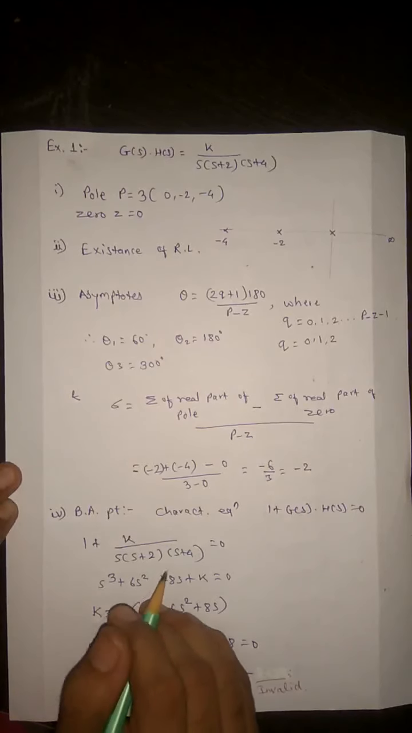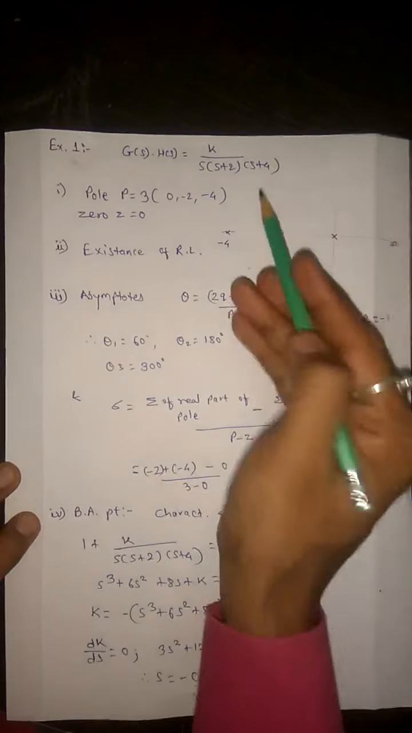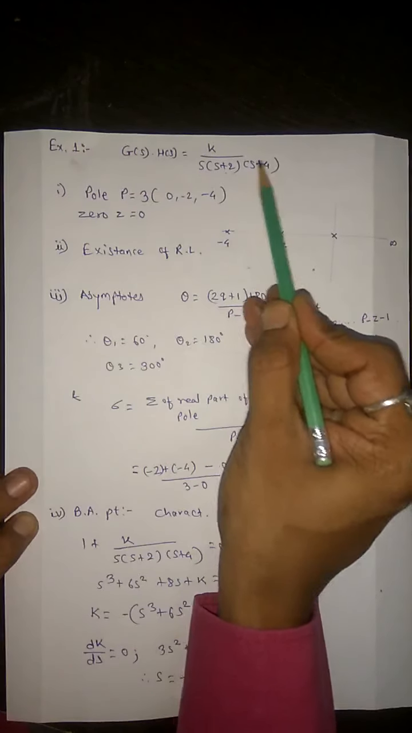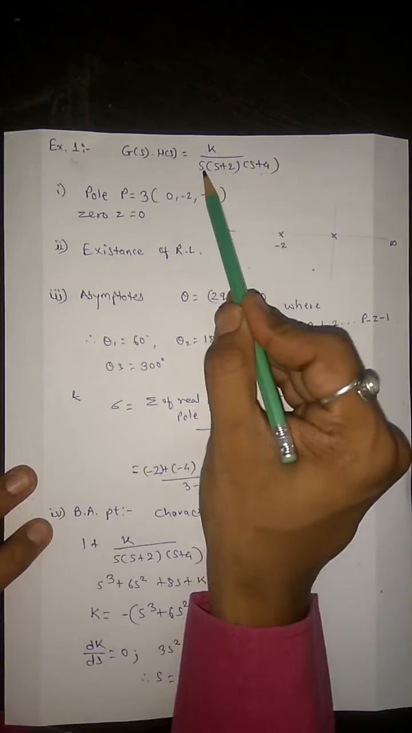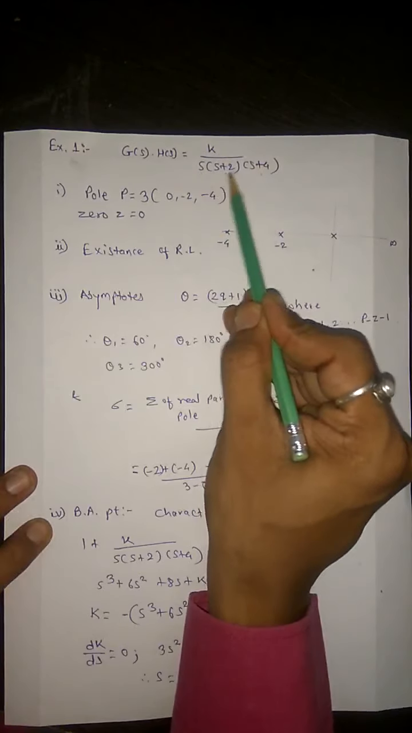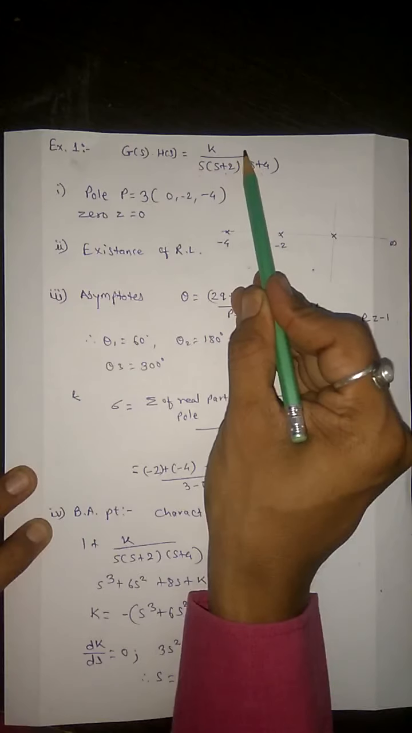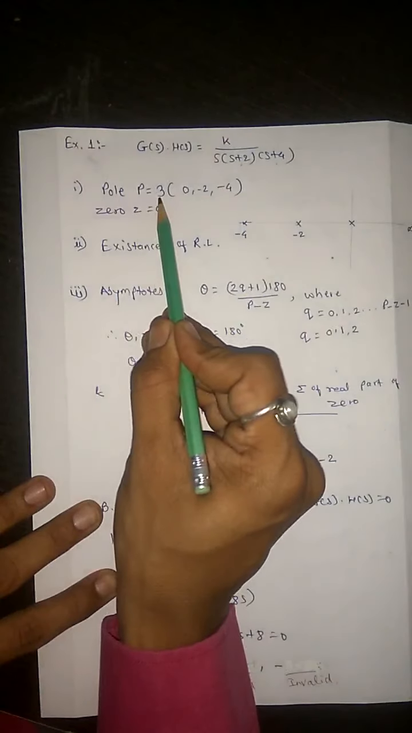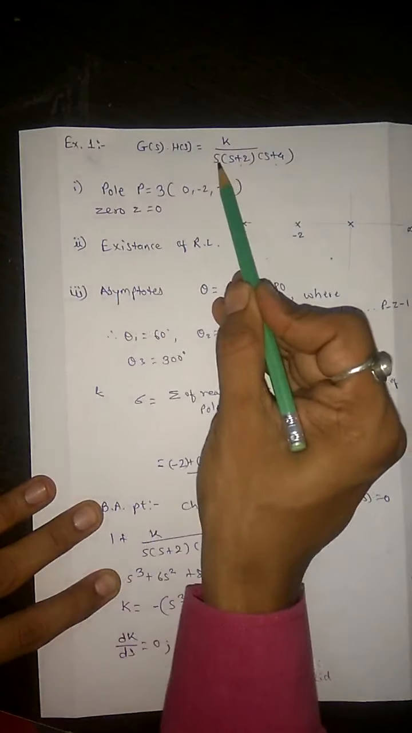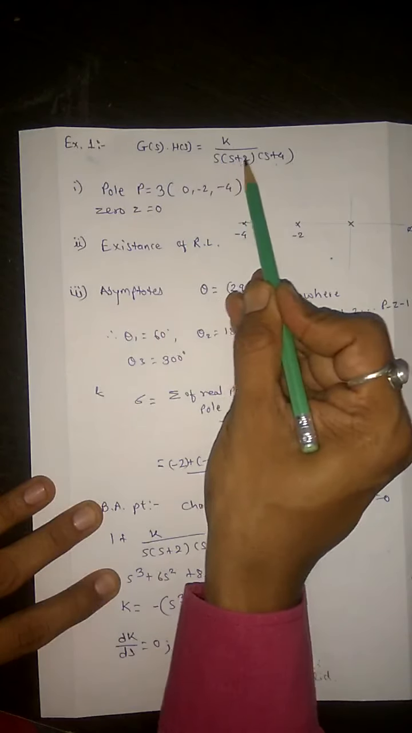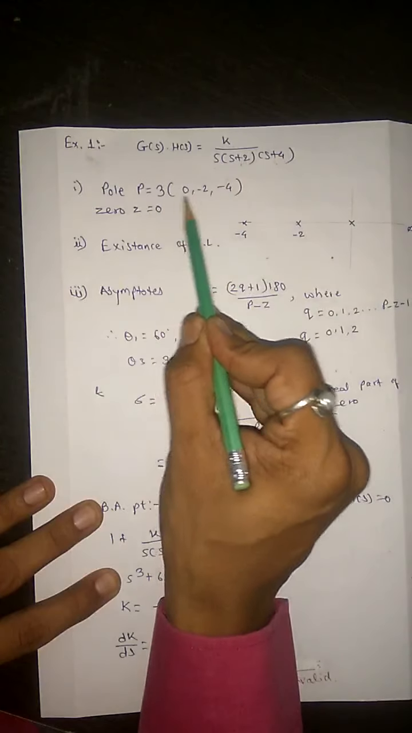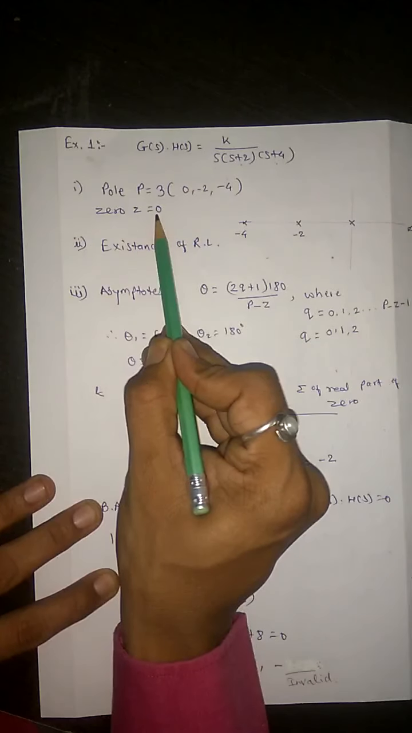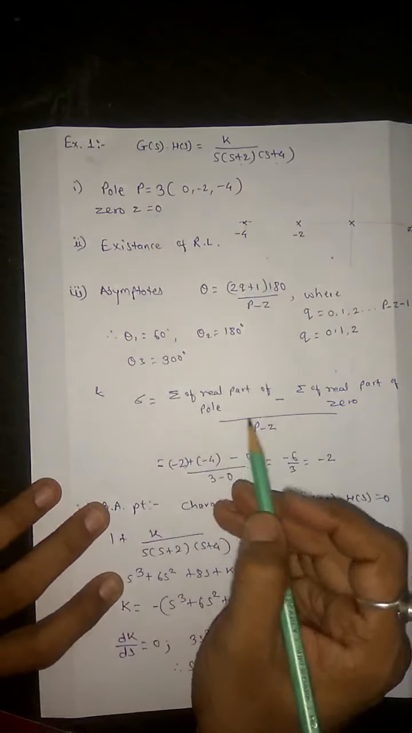So the first numerical is G(s)H(s) equals K by s(s+2)(s+4). In this numerical we have three poles, s, s plus 2 and s plus 4, and we don't have any zero. So we are starting with the numerical. The number of poles P is 3: s equal to 0, s equal to minus 2 and s equal to minus 4. We don't have any zero, so Z is equal to 0.